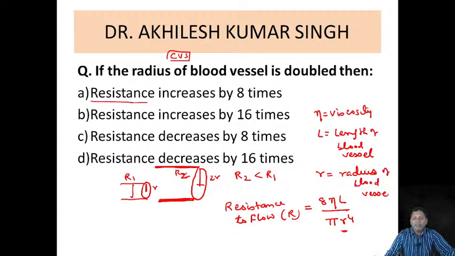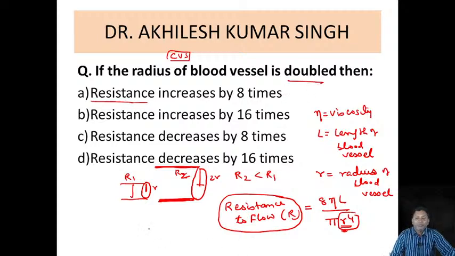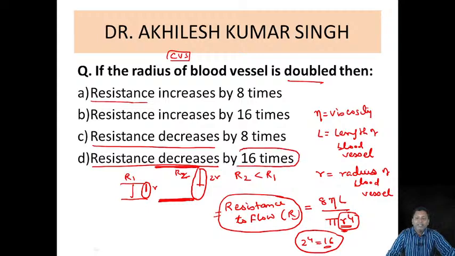In this equation you can see that if the radius increases, the resistance will decrease. By how many times? You can see here r to the power 4. So if the radius is doubled, 2 to the power 4 is 16. So the resistance will decrease by 16 times.